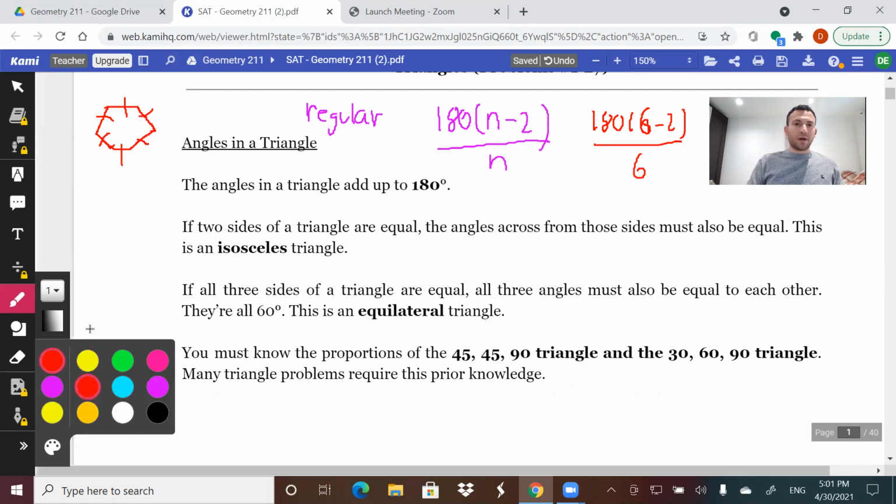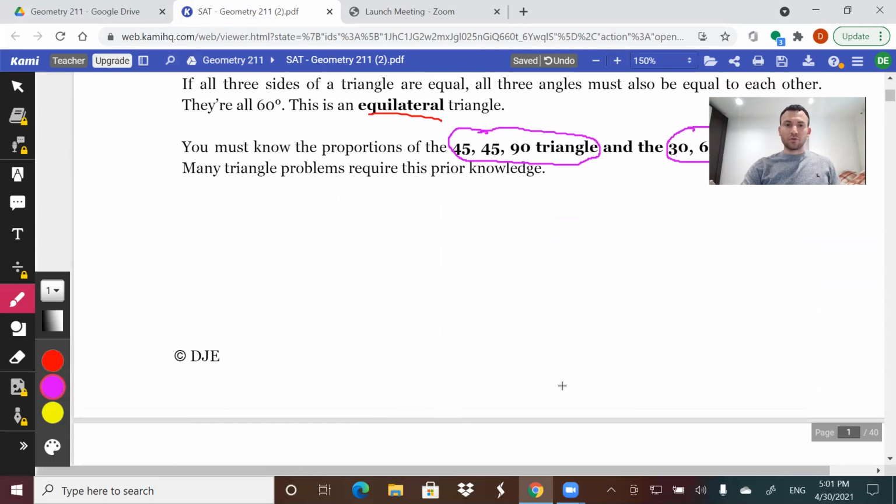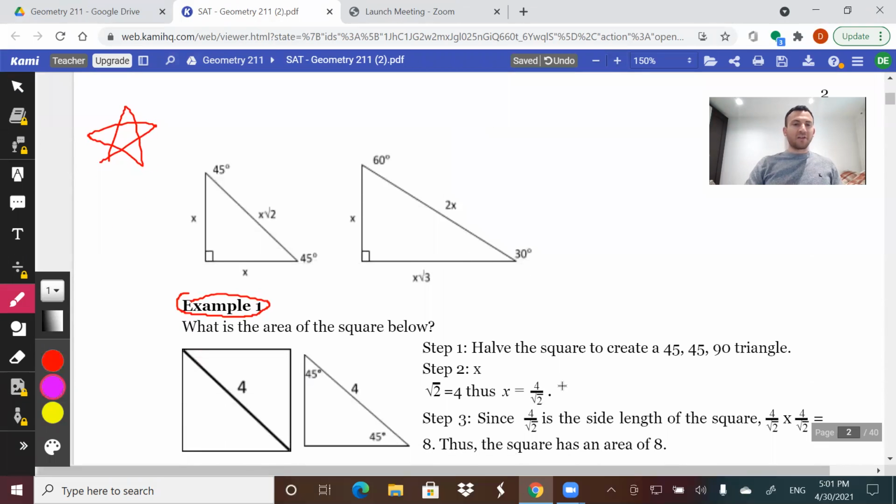So you need to know what an isosceles triangle is. 2 sides are equal, so 2 angles are equal. You need to know an equilateral triangle. All of this is basic stuff that I'm sure you would have covered for GCSEs. But here's something that you need to know that you probably don't know. The test gives you this in the equations, but you really just need to know this yourself. You need to know the proportions of a 45-45-90 triangle and a 30-60-90 triangle. Those are the 2 special right triangles. And you see I put a big star next to these.